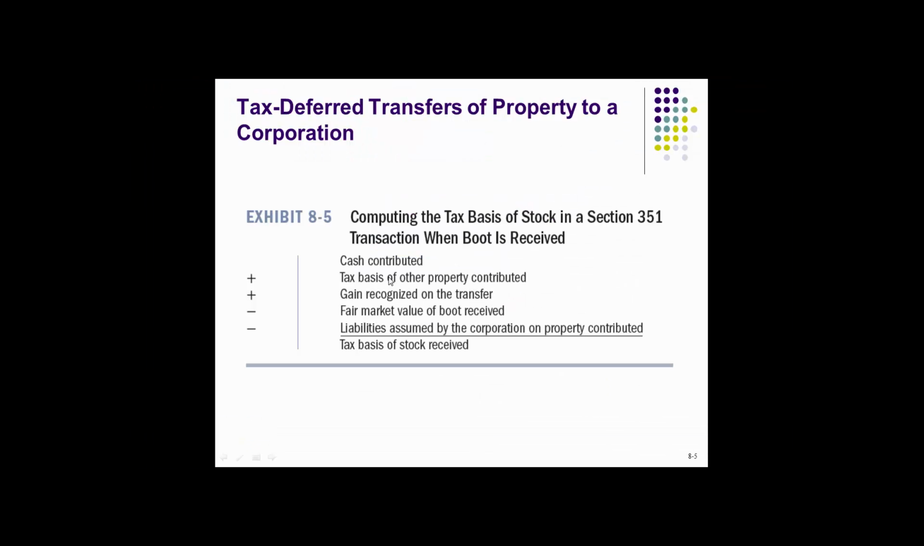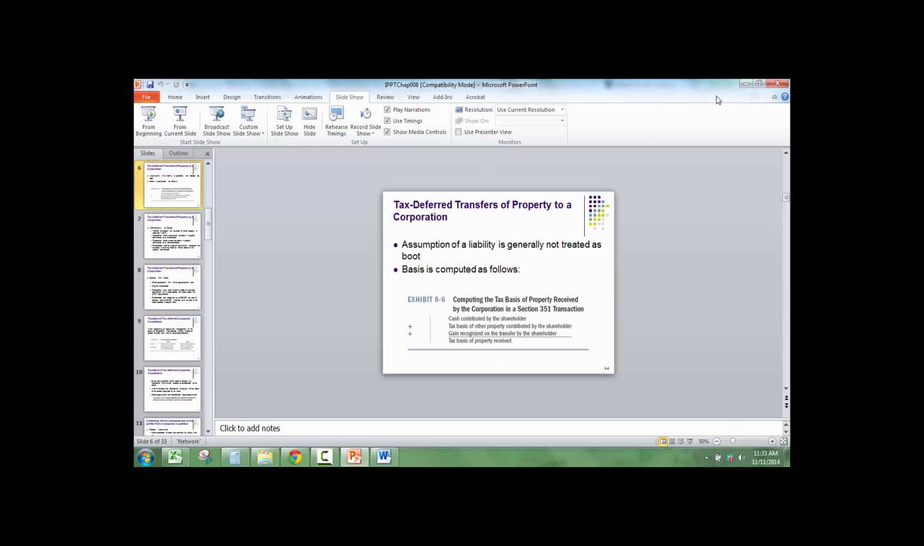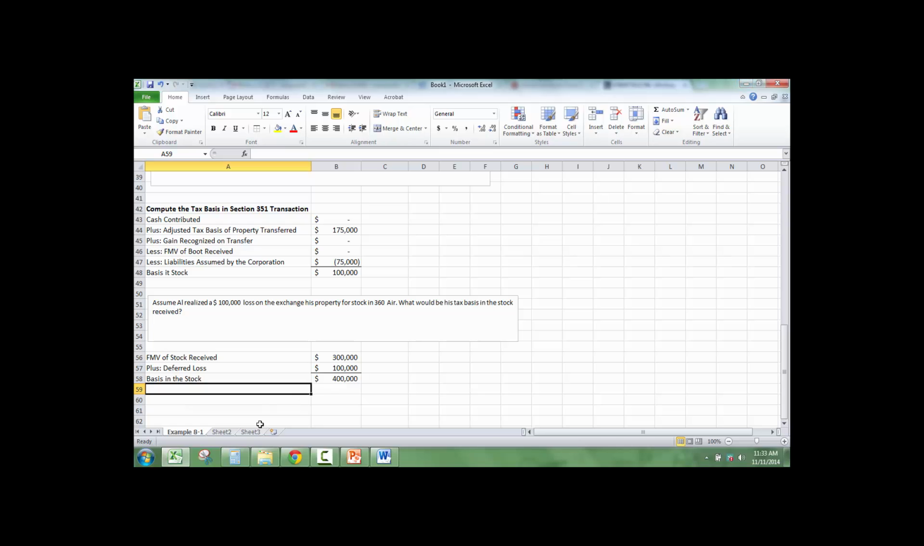So computing tax basis of a stock in a Section 351 transaction when boot is received, this is the formula that I read to you already. Cash contributed plus tax basis of other property contributed plus gain recognized on the transfer minus fair market value of boot received minus liabilities assumed by the corporation would equal the tax basis of the stock received. So let's do an example of this.